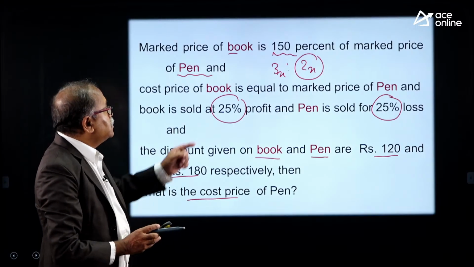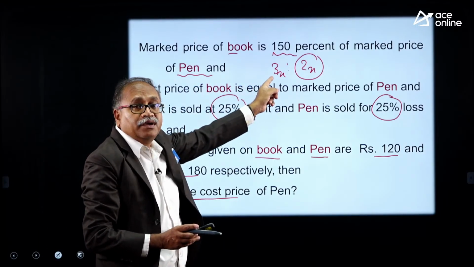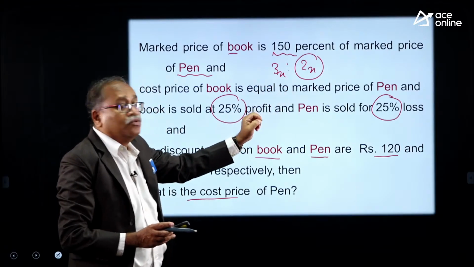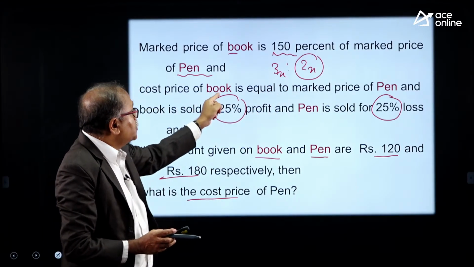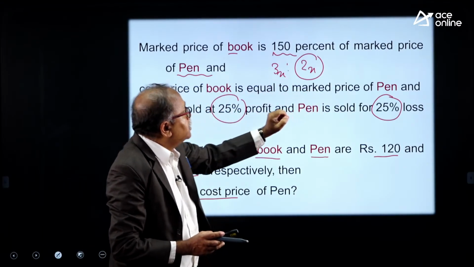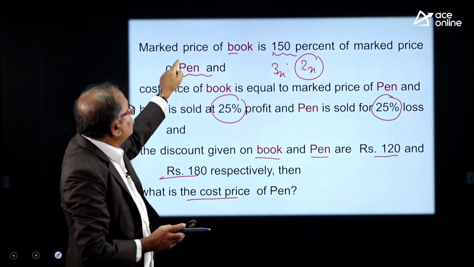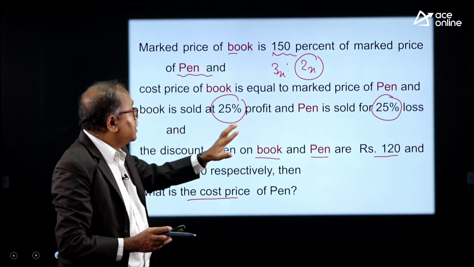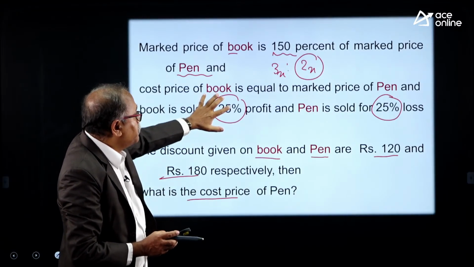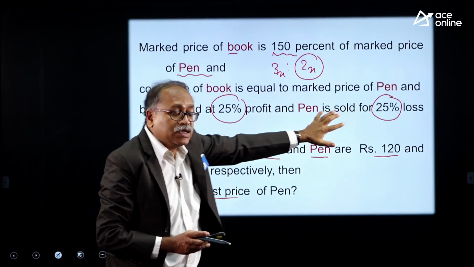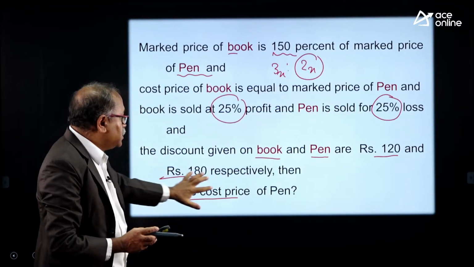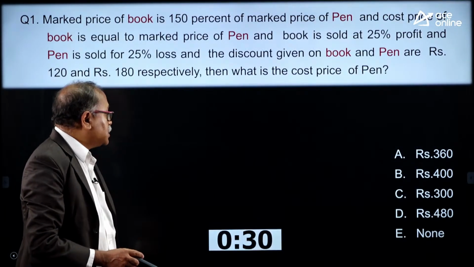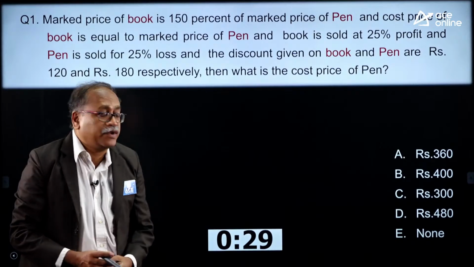Please understand that we have been given the mark price ratio here, that is 3x and 2x, and it is said that the cost price of the book is equal to the mark price of the pen. That means the cost price of the book can be taken as 2x, right? And after that there is a profit percentage in both the cases, and there is a discount given over here. How do we work this out? I will give 30 seconds for you to think about it, my dear friend.